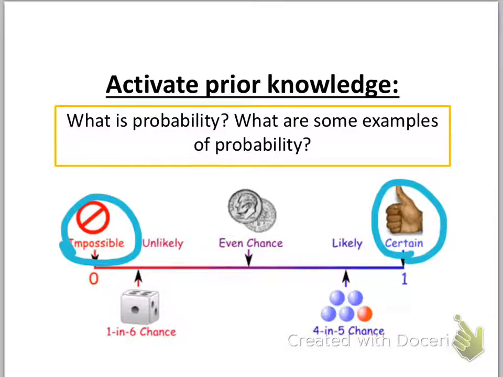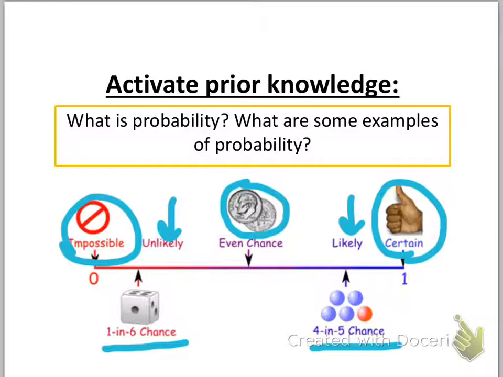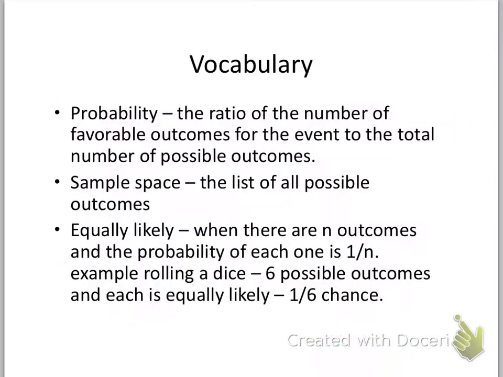Okay, so on a dice, we have a 1 in 6 chance of rolling a 1. That's a bit unlikely. In picking one of these balls out of a bag, we have a 4 in 5 chance of picking a blue ball. That's likely. When we flip a coin, we have an even chance, 50-50, of getting the head or the tails.